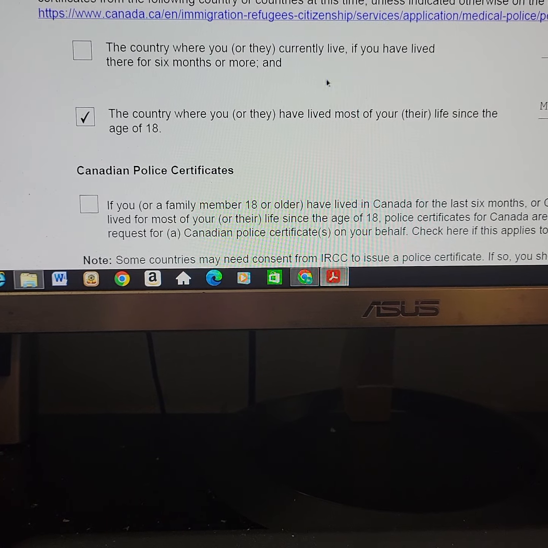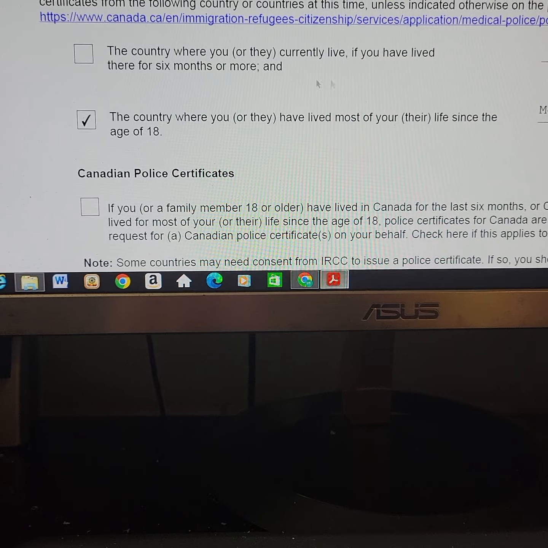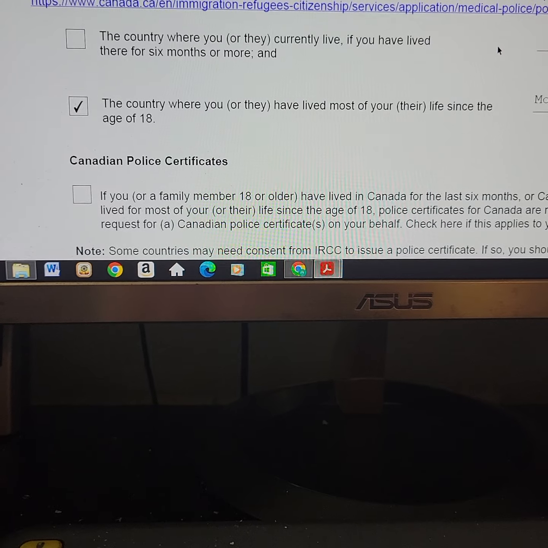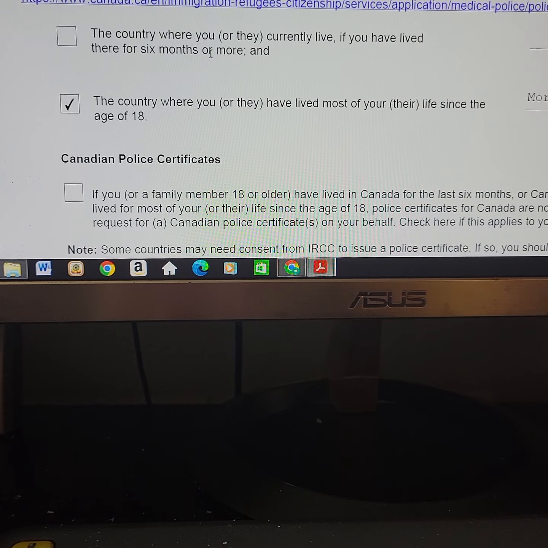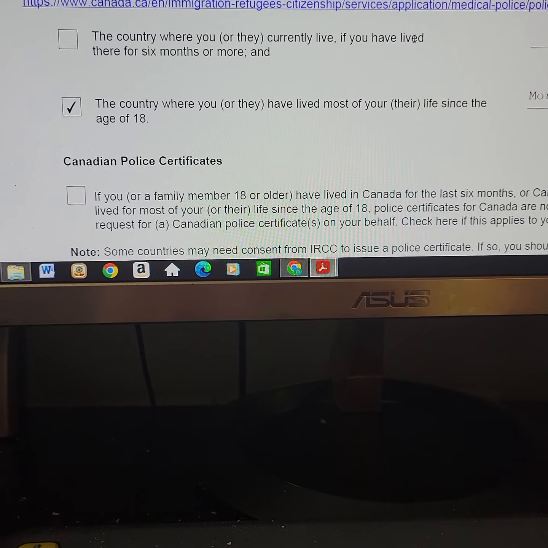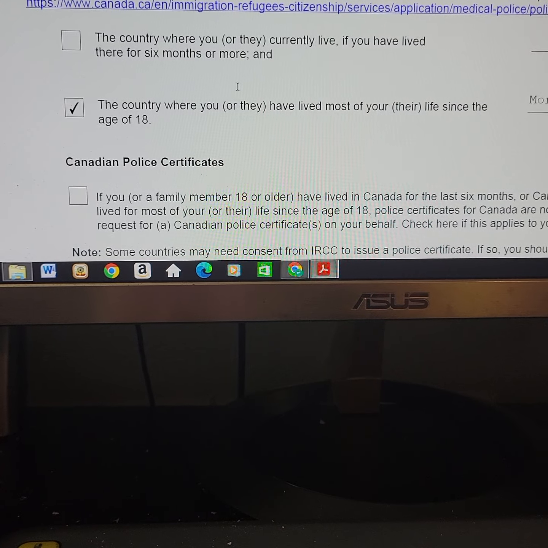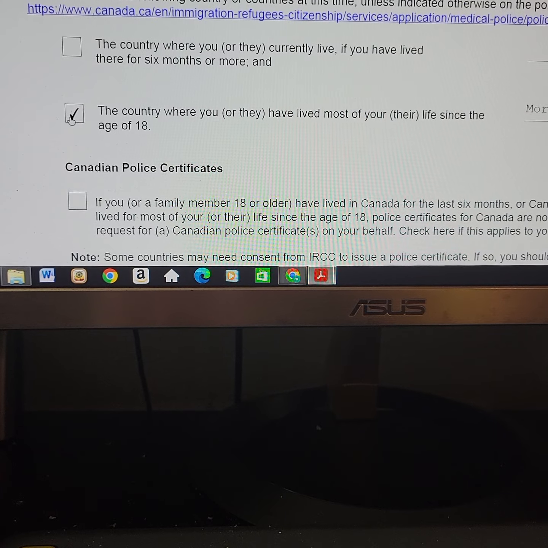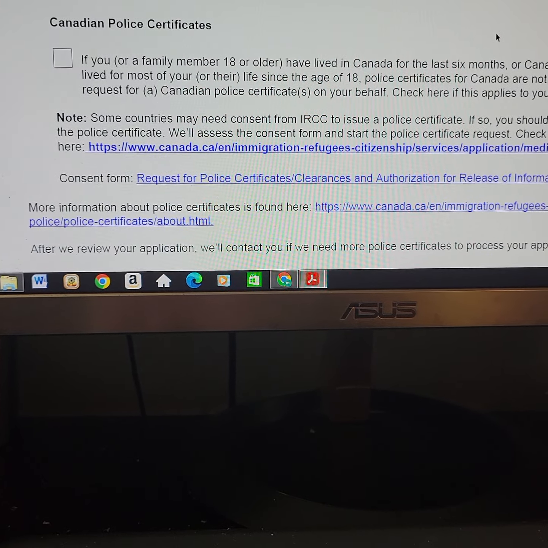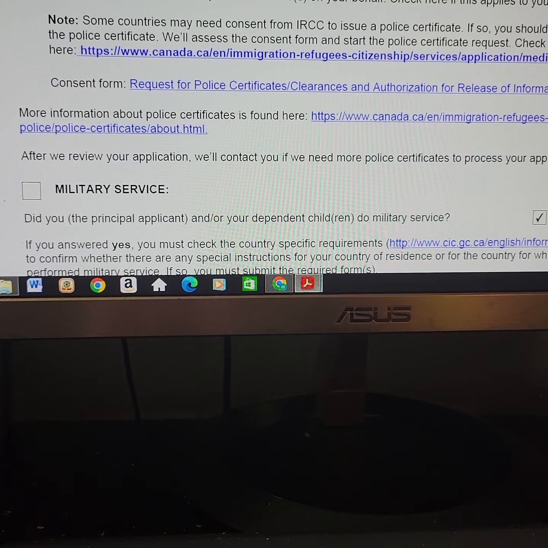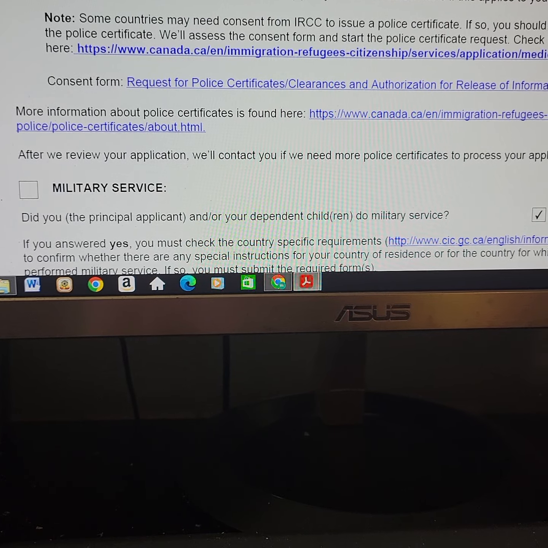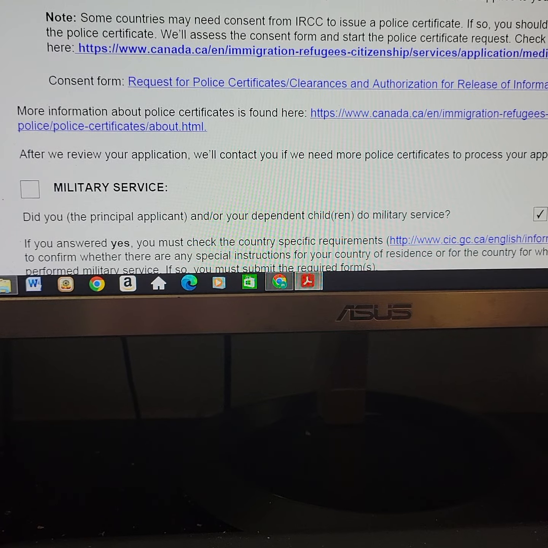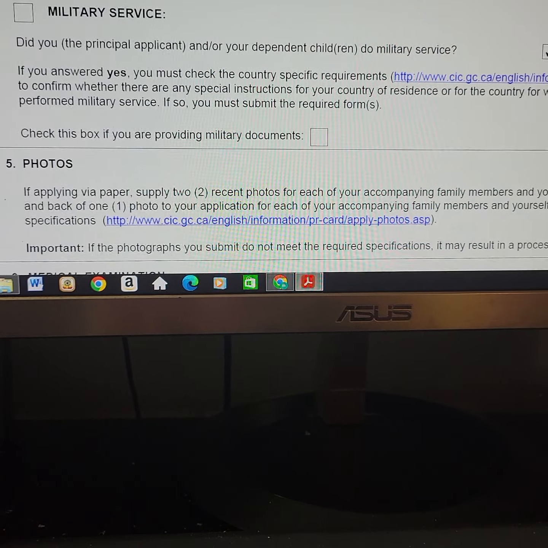The country where you currently live, if you have lived there for 6 months or more. So if you are a Moroccan citizen and you lived in Germany for 8 months, then you would have to ask them for the police record as well. In my case, my husband never lived anywhere, so I checked that off and I put Morocco, right? Canadian police certificate, this is for Moroccan people that live in Canada, so you will check NA here because obviously you're not living in Canada.